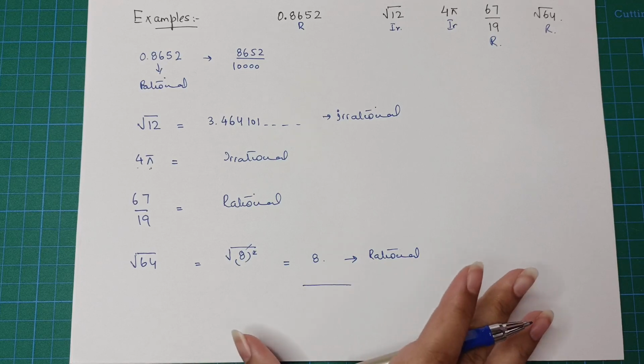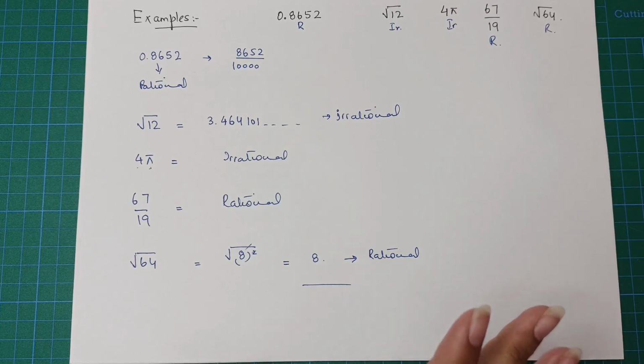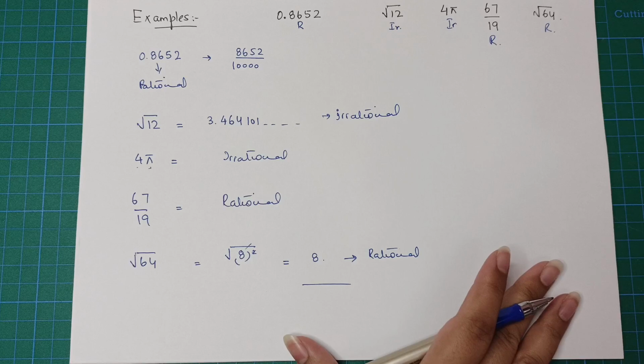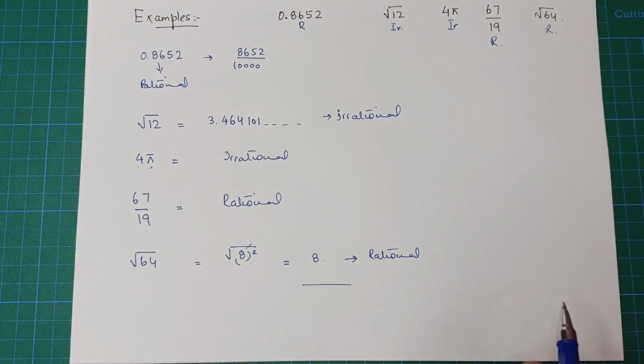So this is how you're going to be asked in the exam as well: identify the rational and irrational numbers from this group of numbers. Okay, so this is how you're going to identify each of them and how you're going to understand.